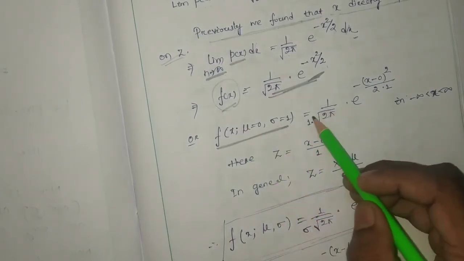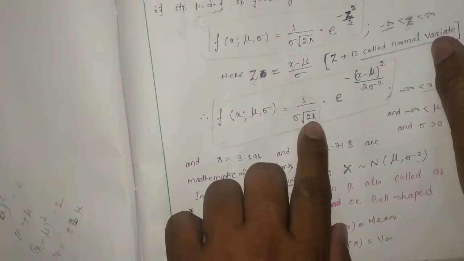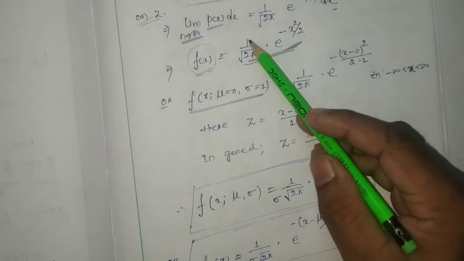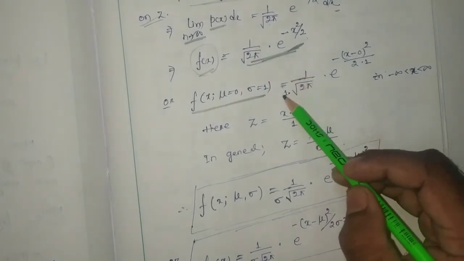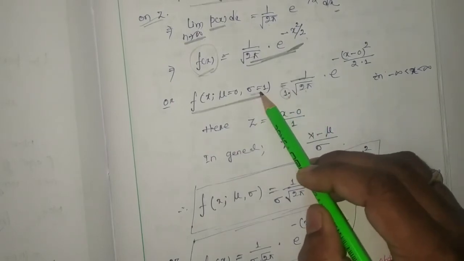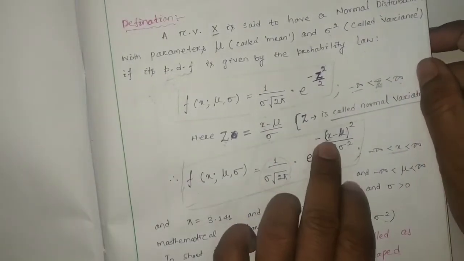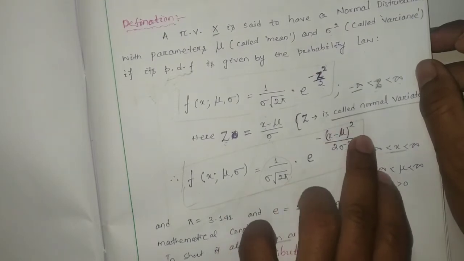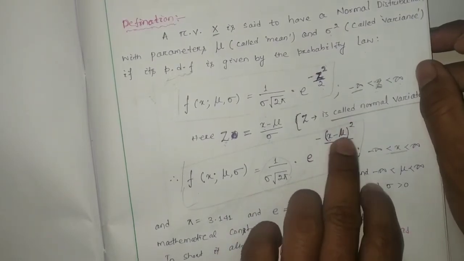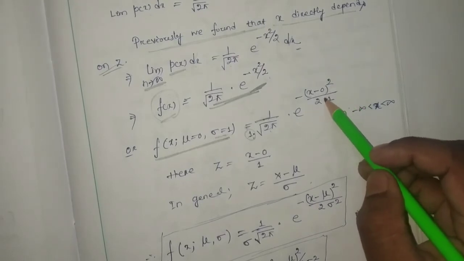That means in the general form, the pdf is 1 by sigma into root over of 2 pi. So here we got 1 by root over 2 pi. That means we can write 1 by 1 into root over 2 pi. This 1 represents that the standard deviation is 1, and here e to the minus x square by 2, that means in general it has to be written as e to the minus x minus mu to the power 2 by 2 sigma square. So here mu is how much? If only x square is there, that means mu is 0. So x minus 0 to the power 2 by 2 into 1.